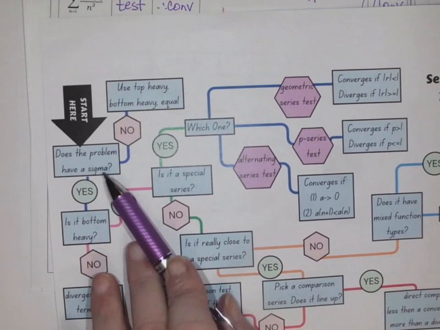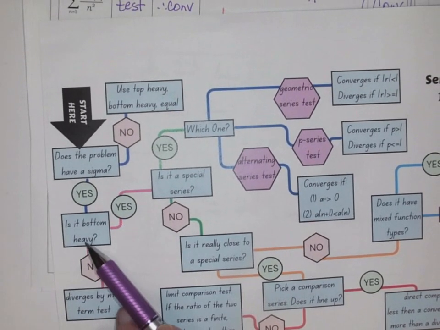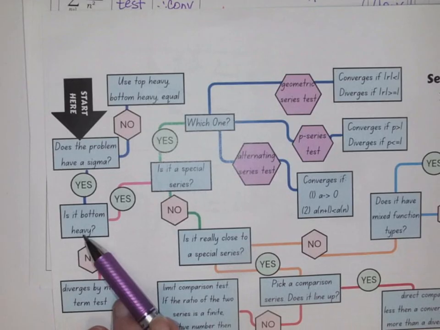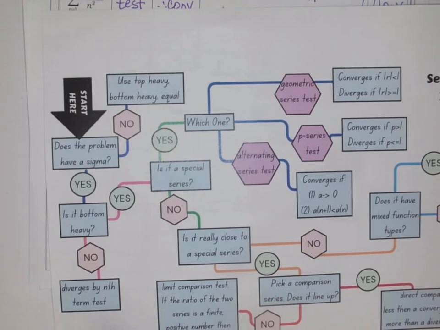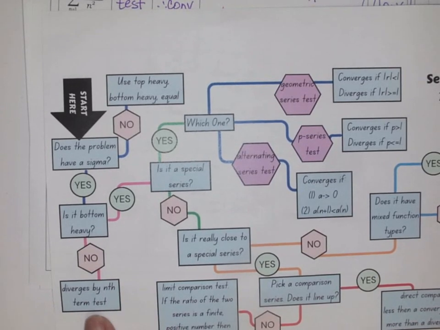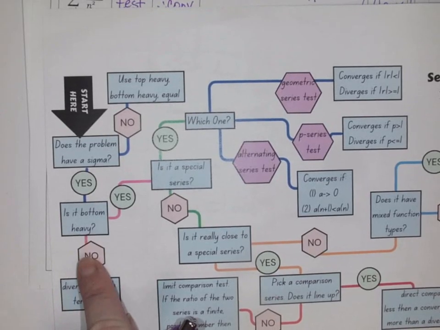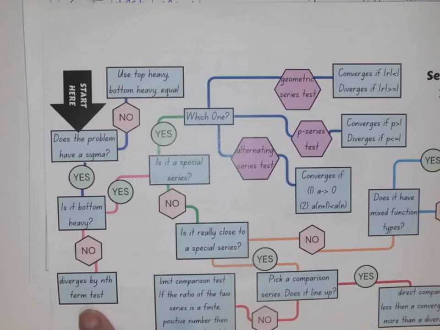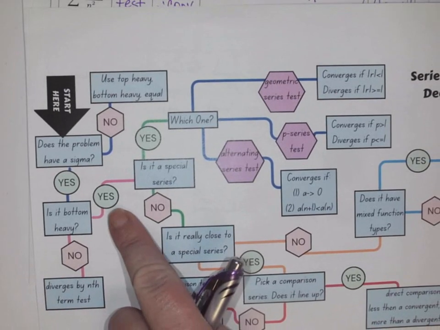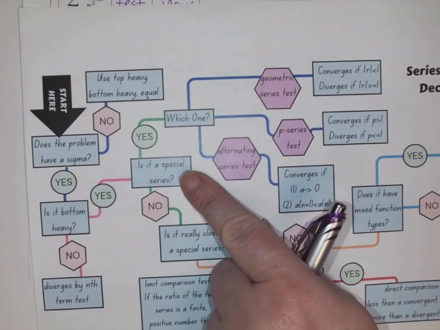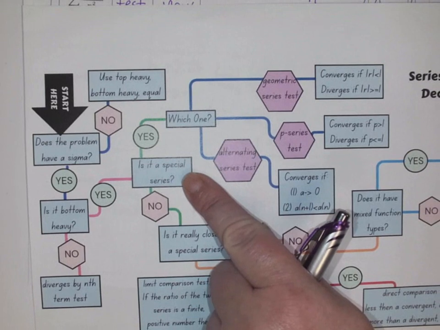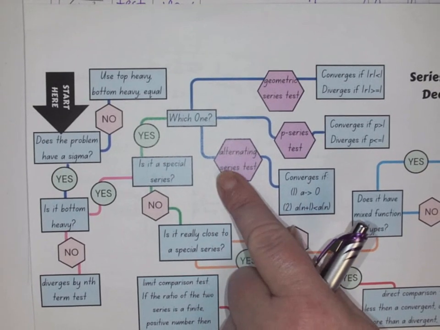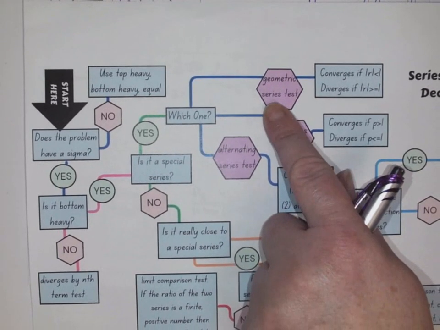So if it has a sigma, then the first thing we do is we check, is it bottom heavy? If it's bottom heavy, then I think about keeping it in the pack. If it's not bottom heavy, then I think about throwing it off to the side. It's out of the pack and it diverges by the nth term test. If it is bottom heavy, the next thing I think about is, is it one of the special series? And the special series are alternating, p series, or geometric.